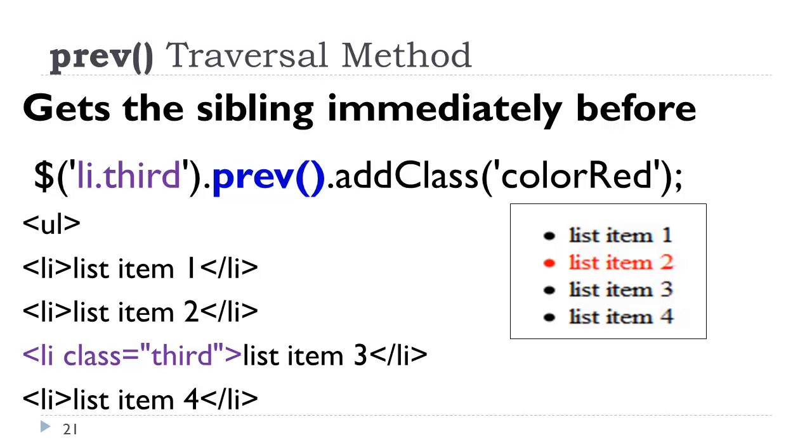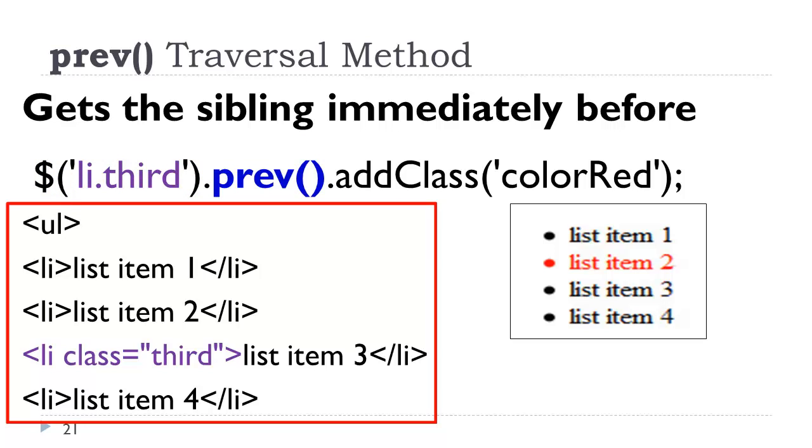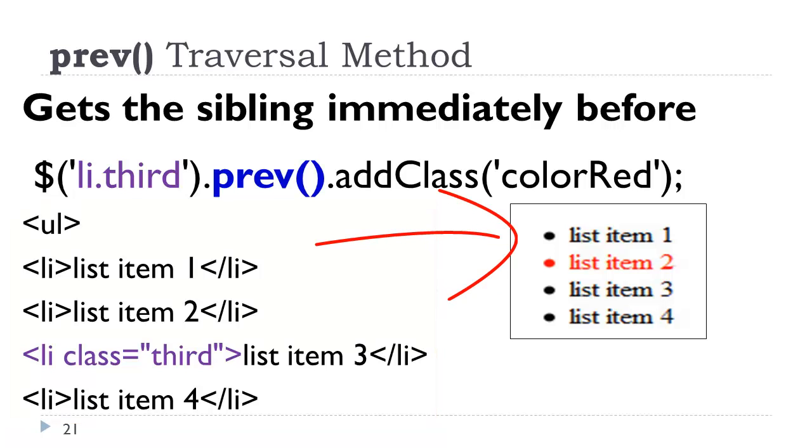Just as there is next, there is previous. Here again, these are also called traversal methods, and there are more of them, and we will look at them later on in this class. So here is the same UL, and rather than adding the class to the next, we will add it to the previous, which is the immediately preceding one, and if you notice, it will add it to list item 2.